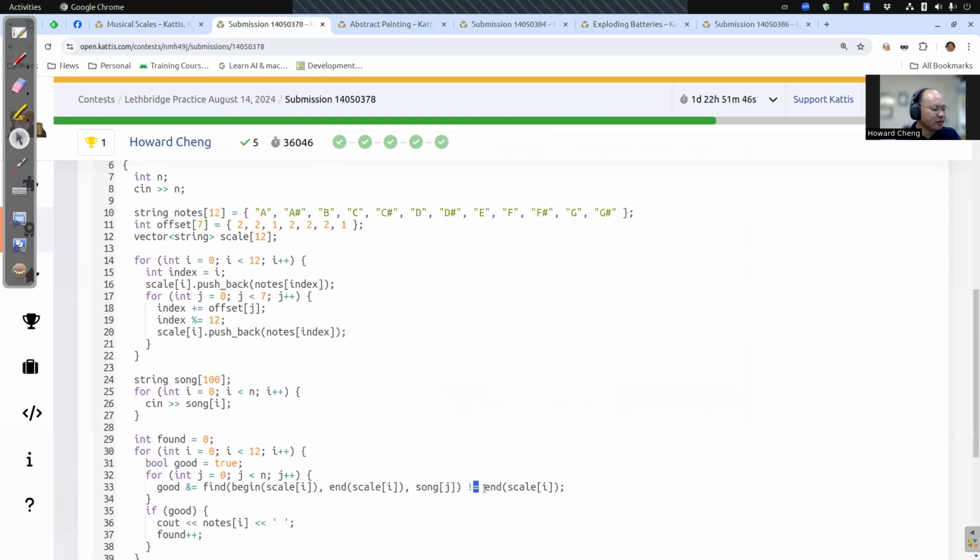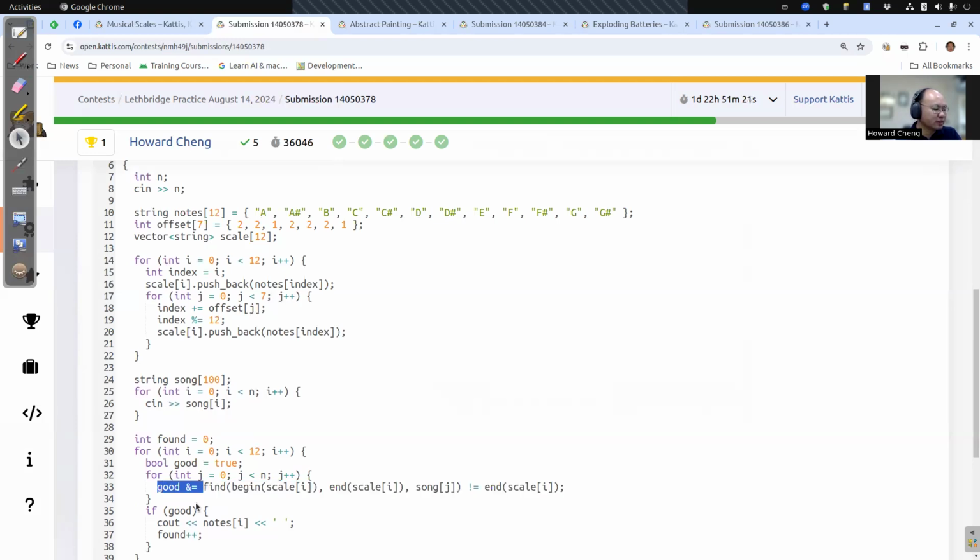So this comparing not equals to end means that it's found, because a linear search will return an iterator to where it's found, unless it's not found. If it's not found, it will return the end of the container. So here, this is saying, sorry, is it found? So return true if it's found and false otherwise.